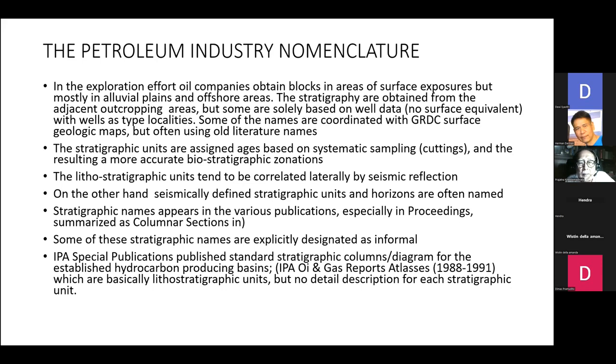But anyway, we have a publication. The IPA special publication published a standard stratigraphic column diagram for established hydrocarbon producing areas only, which is the IPA oil and gas fields atlases, 1988-1999, which are basically stratigraphic units, but no detailed description for each stratigraphic unit is available. You have to look for the original report for them.